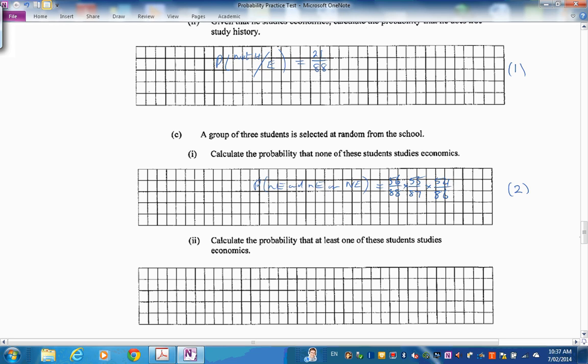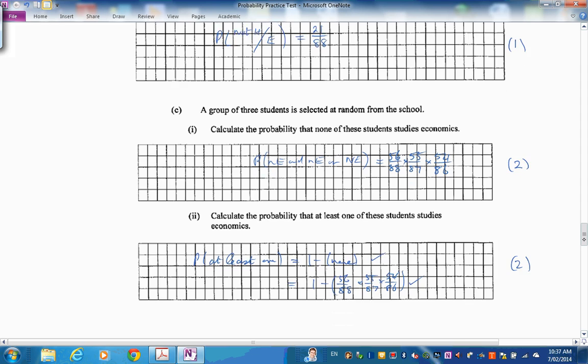Okay, calculate the probability that at least one of these students studies economics. The probability of at least one equals 1 minus the probability of none, so it's 1 minus this answer from part 1. If you didn't get part 1 correct, then you can still get this one right. So there are 2 marks for the idea of 1 minus none and then that, the probability that at least one of these students studies economics.